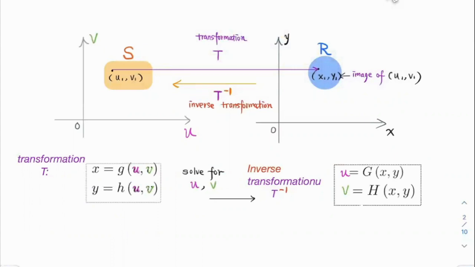For example, we're given x equal to a function of u and v, y equal to a function of u and v. Then we can solve for u and v, expressing u and v as functions of x and y. This inverse transformation will be defined by this change of variables.